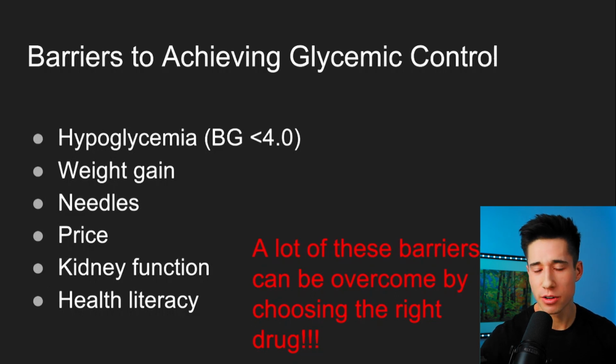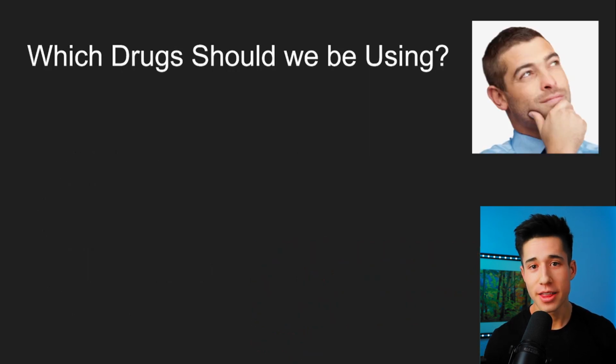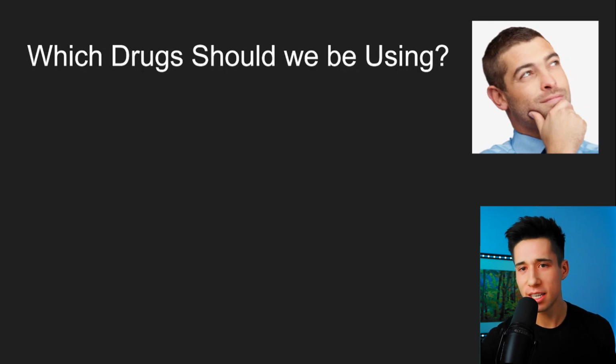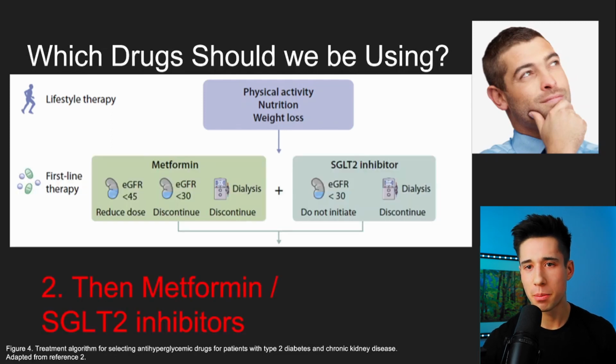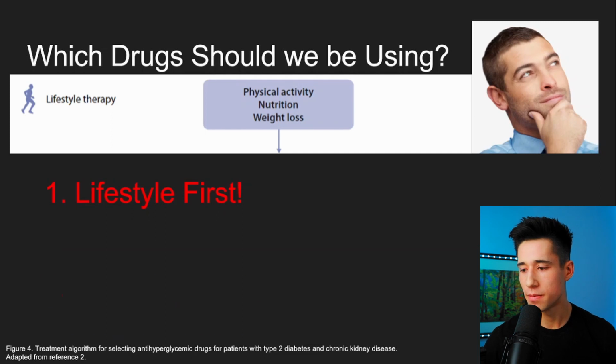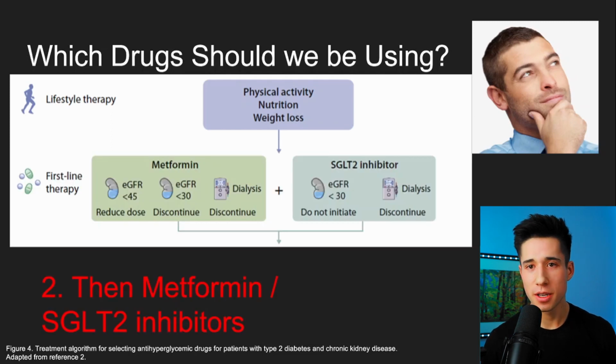And today we're going to be going through an algorithm that KDIGO put out that kind of gives us an idea of which drugs we should be choosing and when. So which drugs should we be using? That's a great question. First one, lifestyle, not a drug, lifestyle. Physical activity, nutrition, weight loss, lifestyle treatments generally are going to have your best bang for your buck, the best risk to benefit ratio. Next, first-line therapy, which, by the way, you should probably be prescribing to everyone who can tolerate these types of drugs, but metformin and SGLT2 inhibitors.